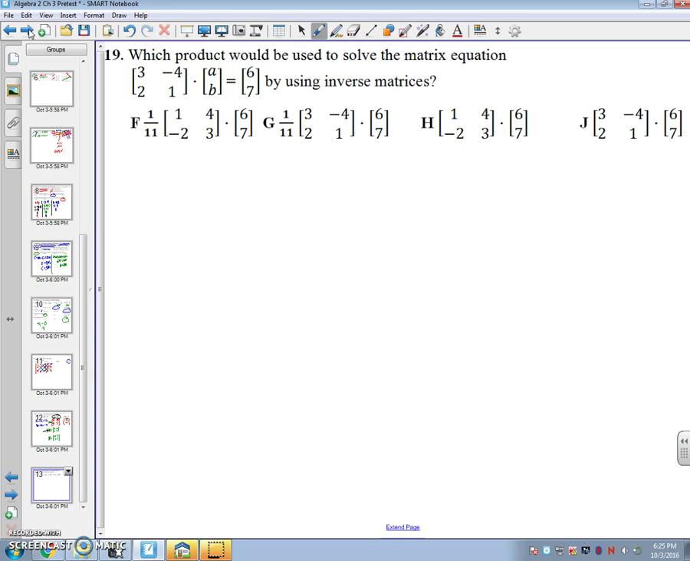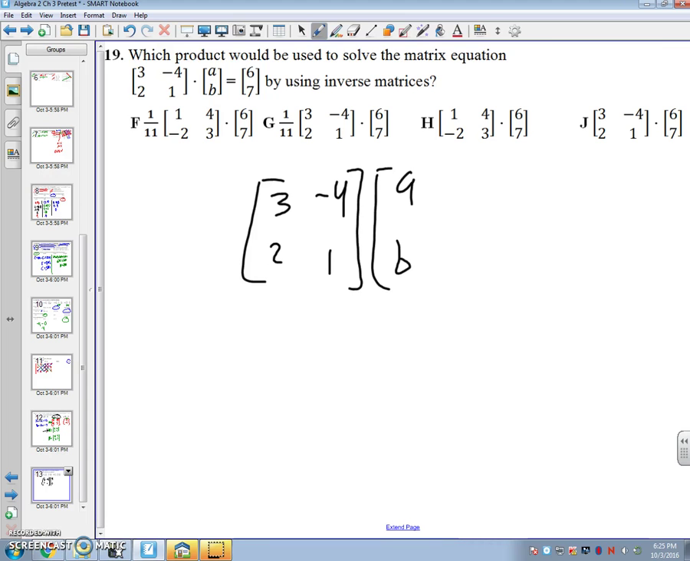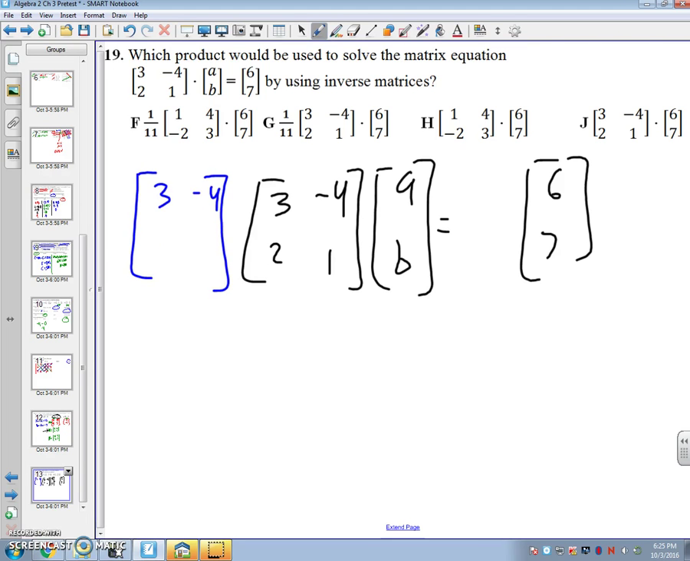19. How do you find the answer using inverse matrices? Well, remember, you just multiply the inverse. So if we had this, 3, 2, negative 4, 1, times AB equals this. And we want to get AB by itself. Remember, we don't divide by this giant matrix. We multiply by its inverse. 3, 2, negative 4, 1, inverse. So we have to figure out what that number is.